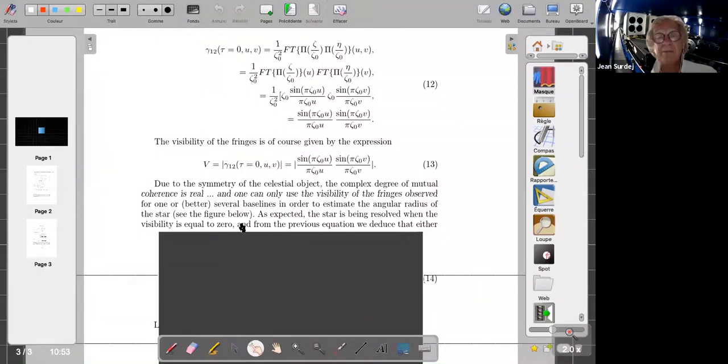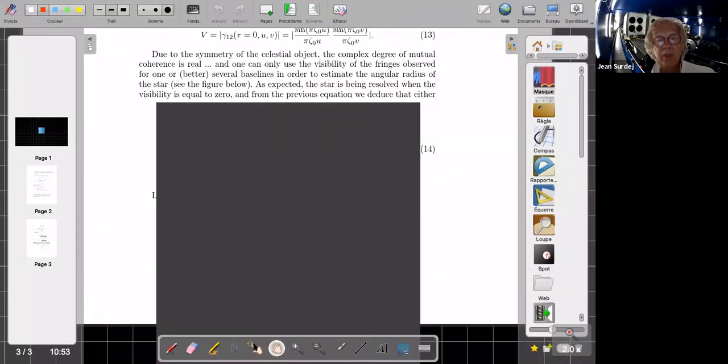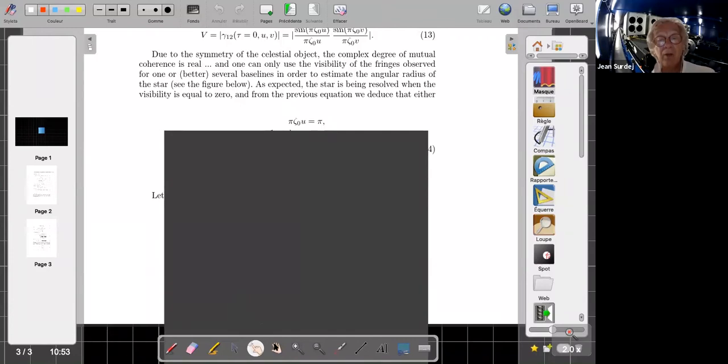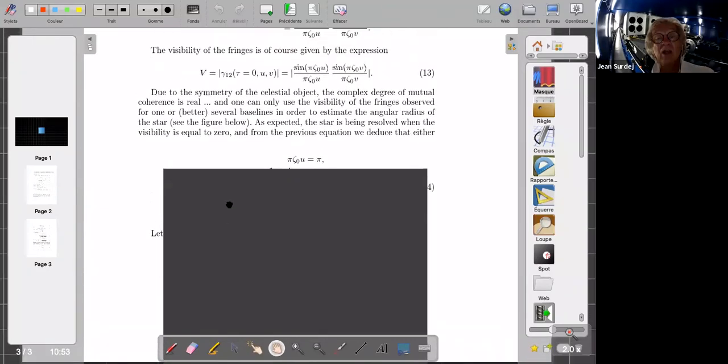Now, as expected, when will the star be resolved? Well, when the visibility will be equal to 0. And for the visibility to be equal to 0, we find here that either this argument should be equal to pi, because the sine of pi is equal to 0, or the argument of this sine function. So this is what is shown just below. I lower the screen. So we just said that the argument of the sine function, so pi times zeta zero times u should be equal to pi.